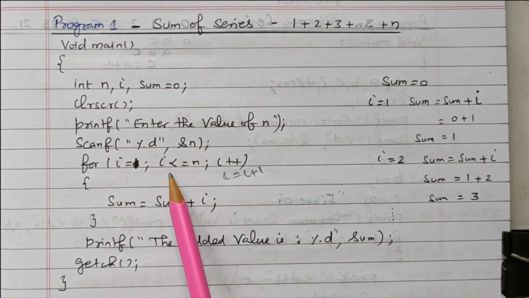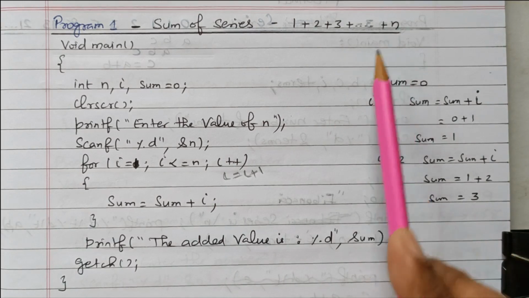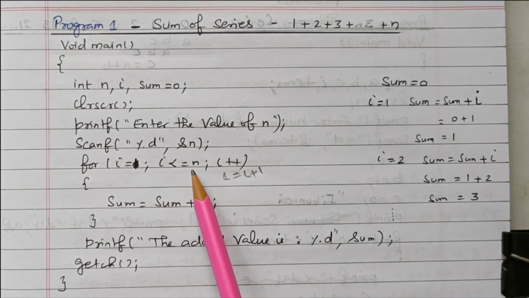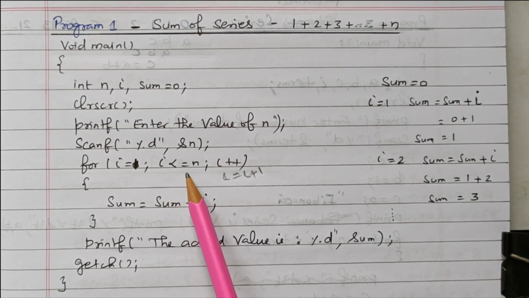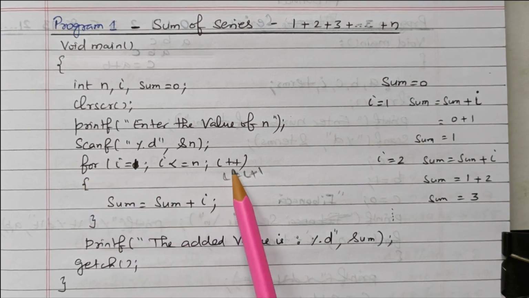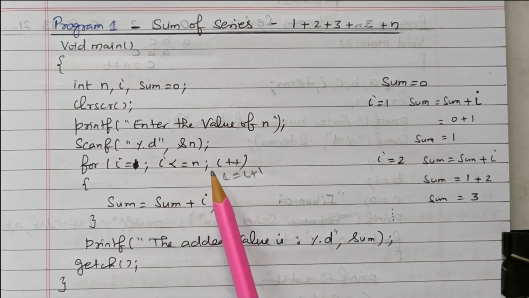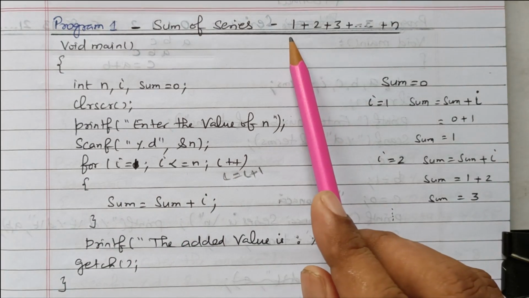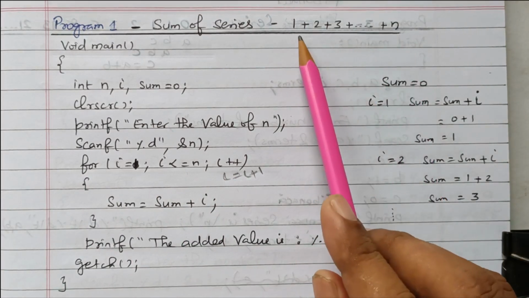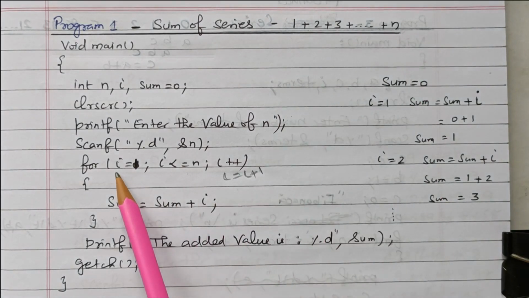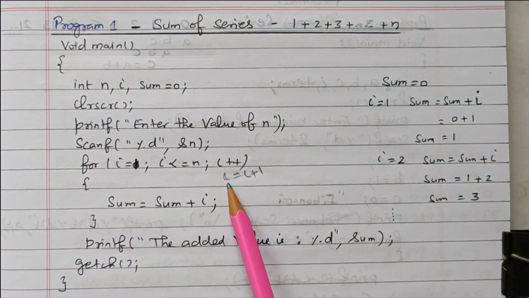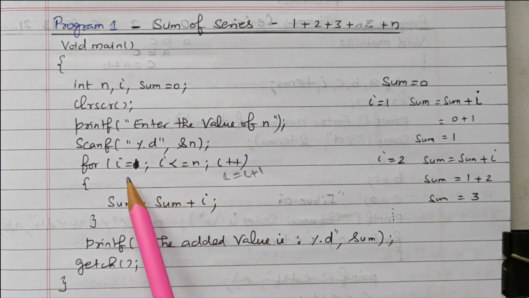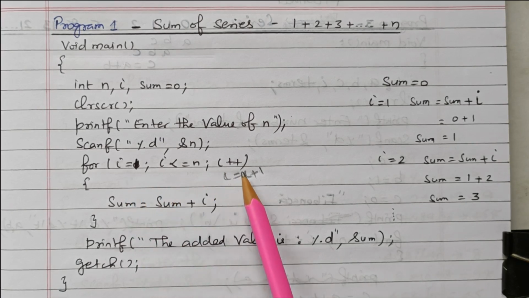Then what is the condition? The condition is up to n, so i less than or equal to n. n is also included. So we open the for loop: for i equal to 1, i less than or equal to n, i plus plus. 1 is the initial value, n is the maximum value, incremented by 1 each time. So this for loop will create the numbers starting from 1, 2, 3 up to n.